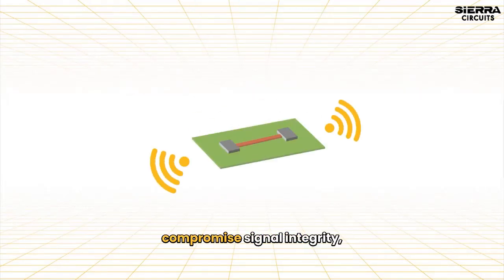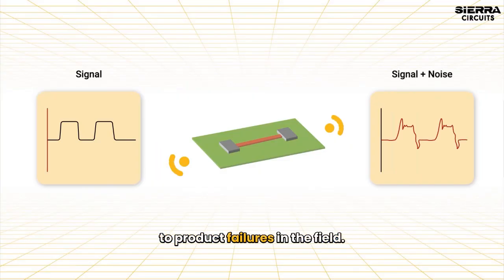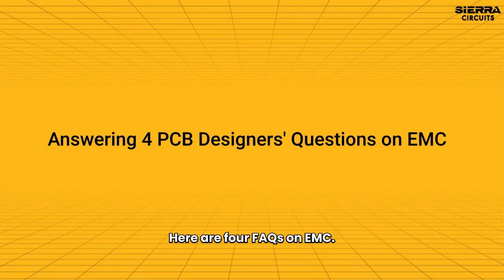Electromagnetic interference can compromise signal integrity, disrupt data flow, and even lead to product failures in the field. Here are 4 FAQs on EMC.